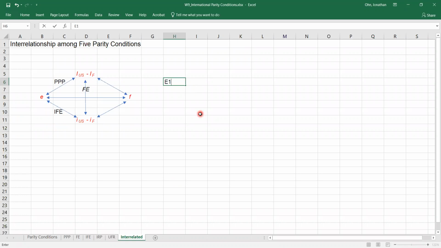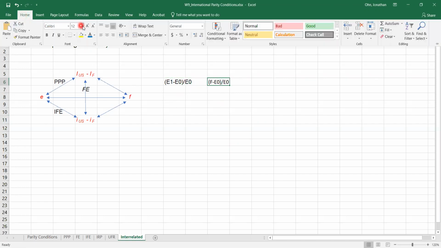E1 minus E0, E1 minus E0 divided by E0. That is the percentage change, right? This one is F, F minus E0 divided by E0. You see that? Now, why is this one smaller?